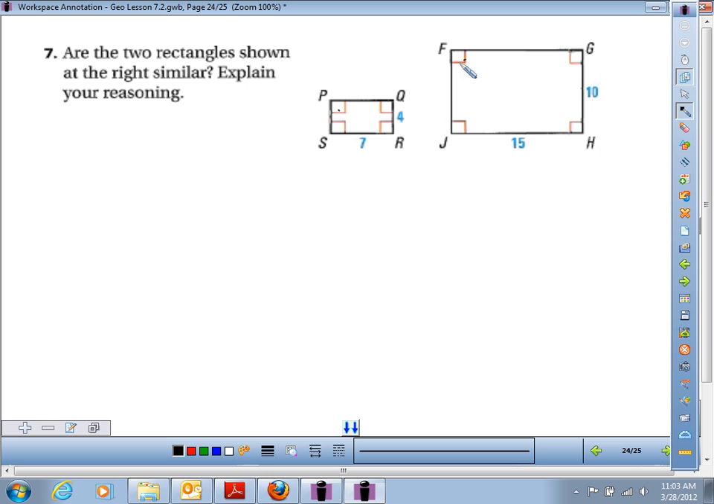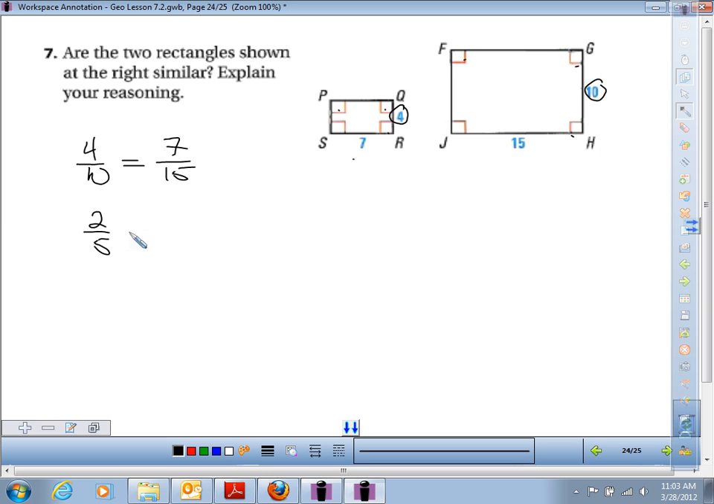Now, next one, are the two rectangles shown at the right similar? Check your corresponding angles. Are they all congruent? You betcha. So we need to check the second part, are the corresponding sides proportional? Well, let's look. 4 would be corresponding to 10. So we're going to look at 4 over 10. Should be equal to 7 over 15 if they are similar. Well, simplify them. That's 2/5. Simplify 7 over 15. That doesn't simplify down. That's just 7/15. Are these two fractions equal?